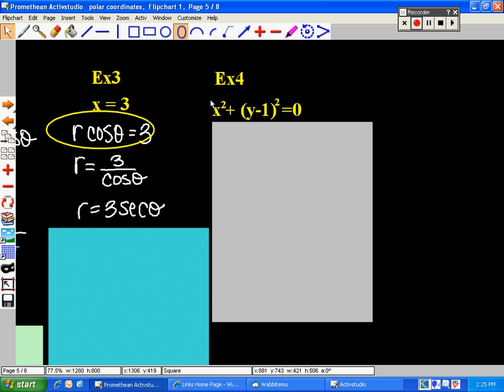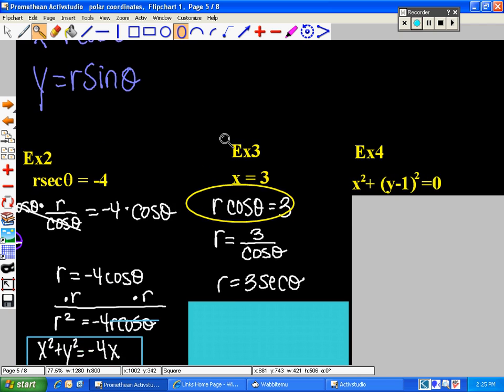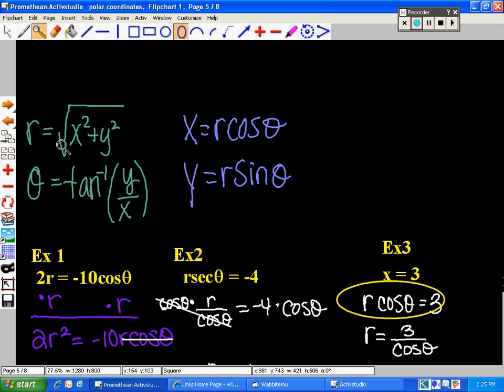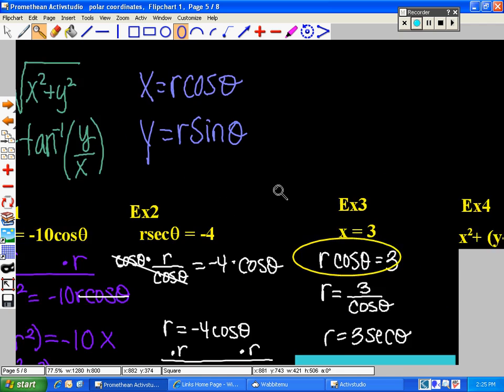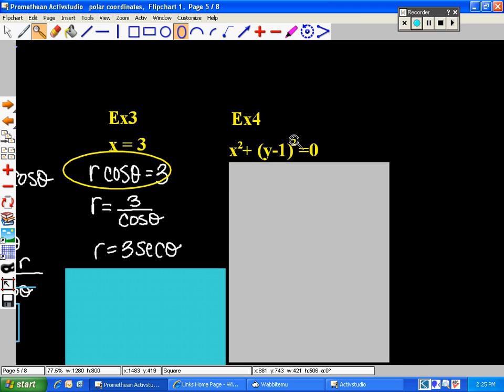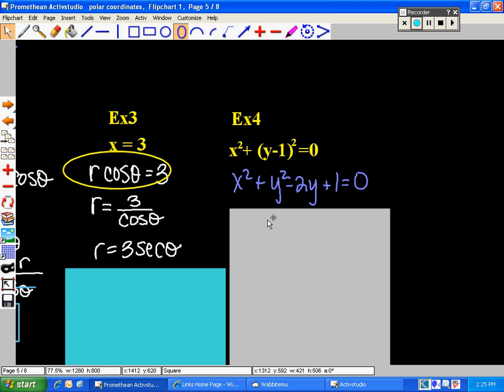Next, I notice I have an x squared. Well, it would be awfully nice if I had a y squared, because then I could just replace that with r squared. So let's go ahead and FOIL this piece right here. FOIL the y minus 1. Bring down the x squared. We get x squared plus y squared minus 2y plus 1 equals 0. All I did was FOIL. I took this piece and I FOILed it to that.